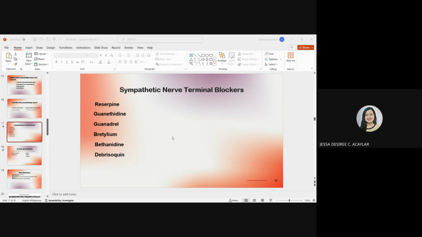Mechanism of action, it blocks the VMAT and depletes the catecholamine stores. It also inhibits the VAMPs and the SNAPs, interfering with vesicle membrane fusion and catecholamine release. Yan po yung effect ng mechanism of action ng mga sympathetic nerve terminal blockers. Sa postganglionic sympathetic neurons po, it may prevent the normal release of norepinephrine. And it may reduce all the sympathetic effects, especially cardiovascular, meaning it will decrease the BP.